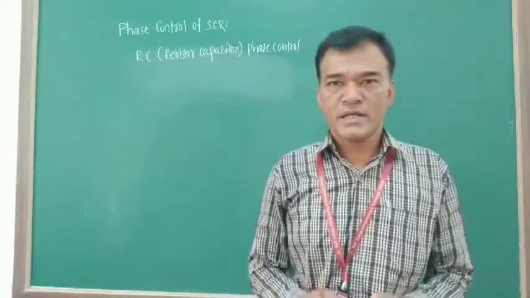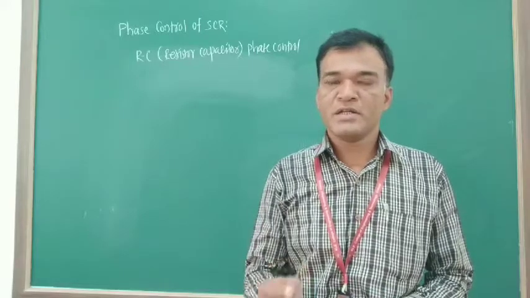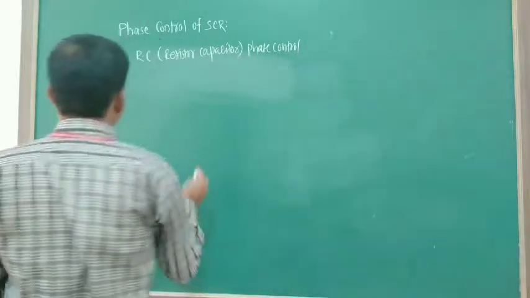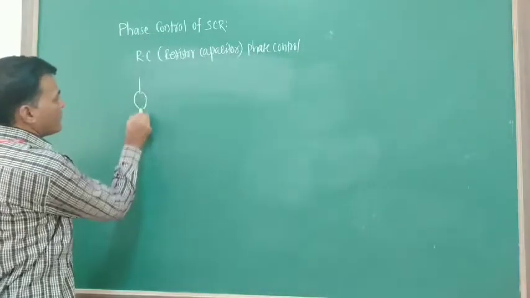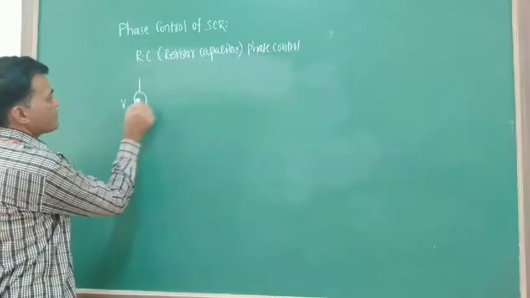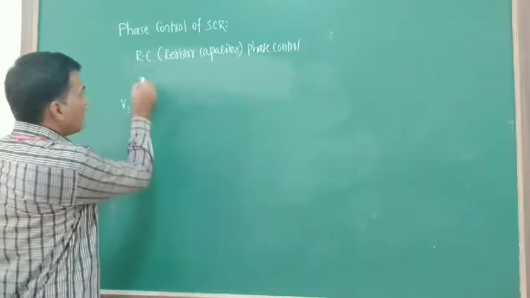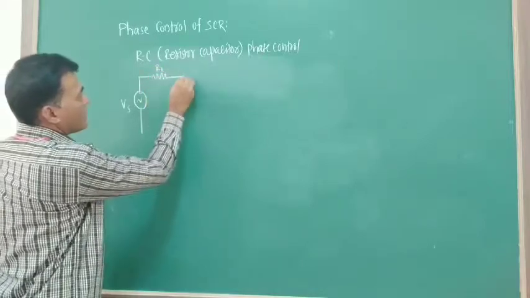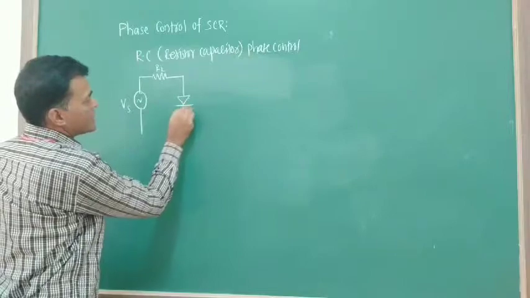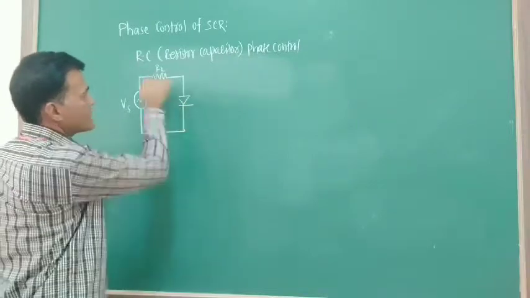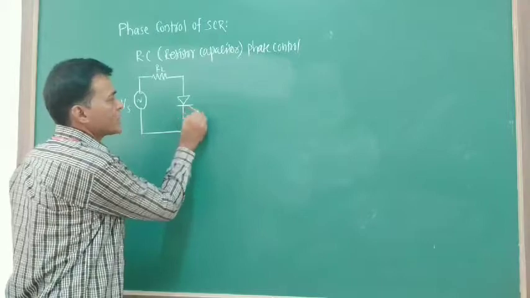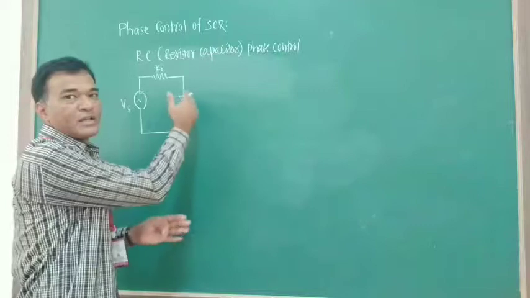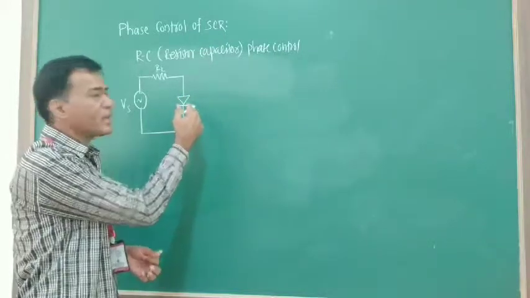This is the resistor capacitor phase control. The circuit diagram for this is, we have a supply voltage, let us say Vs, which is sinusoidal. The load resistor, let us say it is RL. And a thyristor, which is also known as SCR, is connected in series with this load. Now I need to provide sufficient gate current such that this SCR can be controlled.